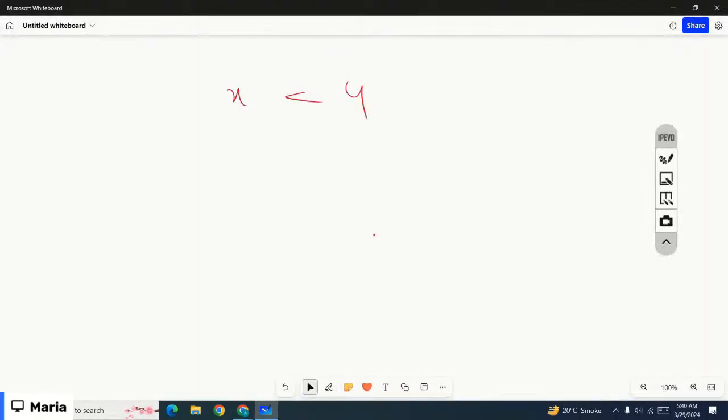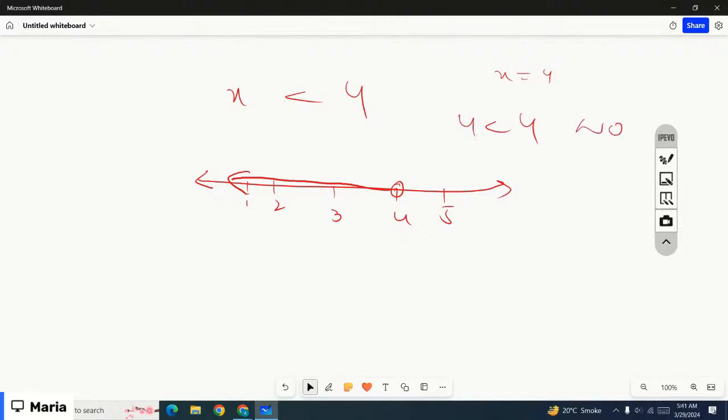x is less than 4, right? That means all the values that are less than 4 are the solution of the inequality. You have to graph. So here you have 1, 2, 3, 4, 5. That means you have to start from 4, go on the left hand side of the 4 because the values are less than 4, and you must have an open circle at the 4 because 4 is not the solution. If you have, for example, x equal 4, is 4 less than 4? No, 4 is not less than 4, right? That means 4 cannot be the solution of the inequality. Got it? So that is x is less than 4.